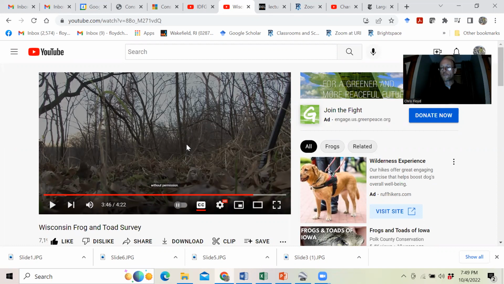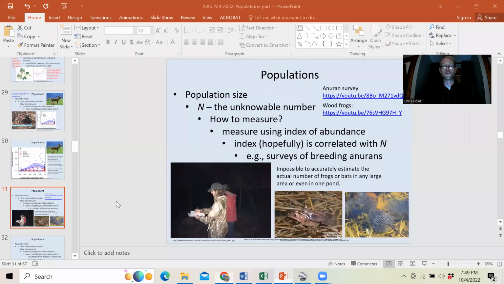But you hope that for whatever species, say it's wood frogs, if wood frog populations are growing, you should have more surveys where 3s are recorded. And if wood frog populations are decreasing, you should have fewer surveys with 3s. You can statistically analyze those data and determine whether the population is increasing or decreasing, but you cannot estimate the population size itself.